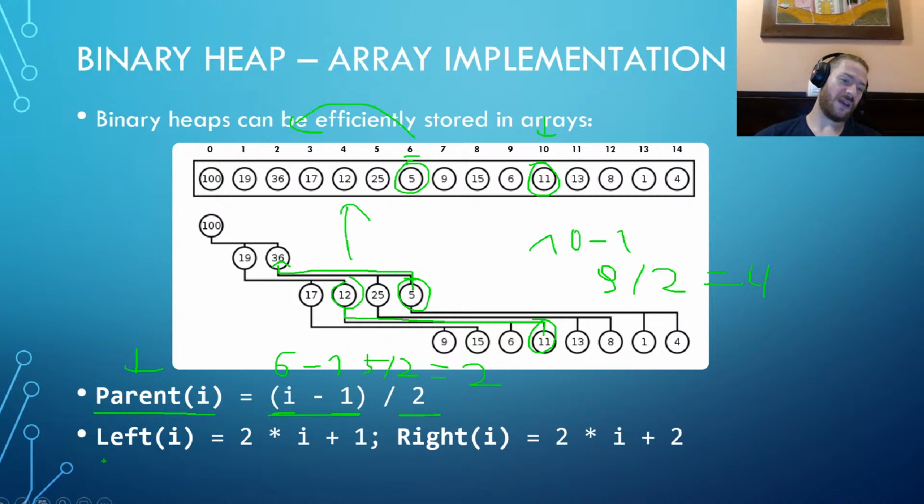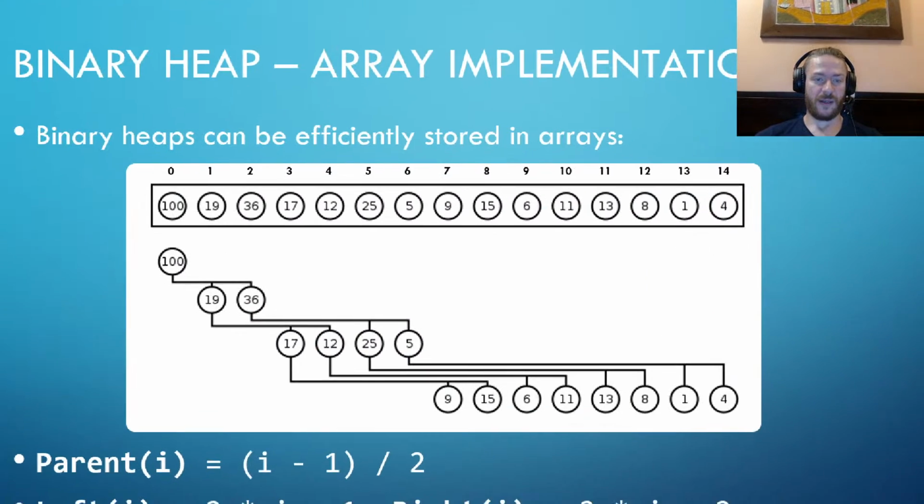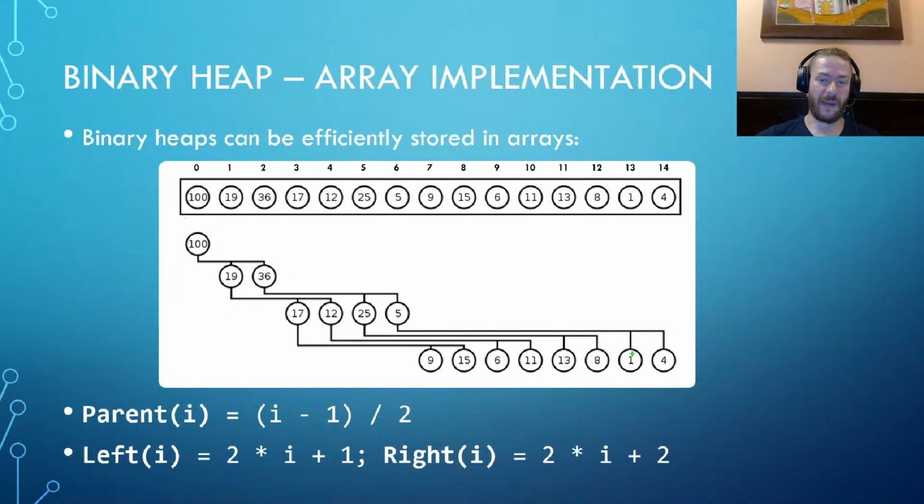And the same thing is with the left child and the right child. If we want to access the left child of the current node, we just need to follow this formula. And when we need to access the right child, we need to follow this formula. And this way we can store the binary heap in the array. Very easy and very efficiently.